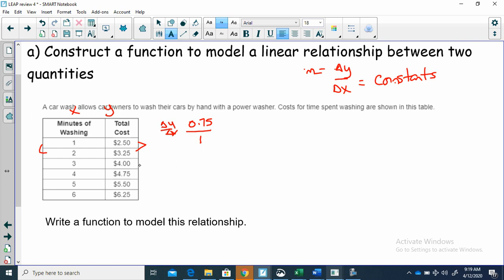Let's try it among some of these others. We're not going to do all of them, but let's try another one. $4.75 minus $4 is 75 cents. And if I look at the change in x, that's 4 minus 3, which is 1. So we're talking still 75 cents over 1, 75 cents per minute of washing. We have the same slope for both of these. We're going to assume this is a linear equation.